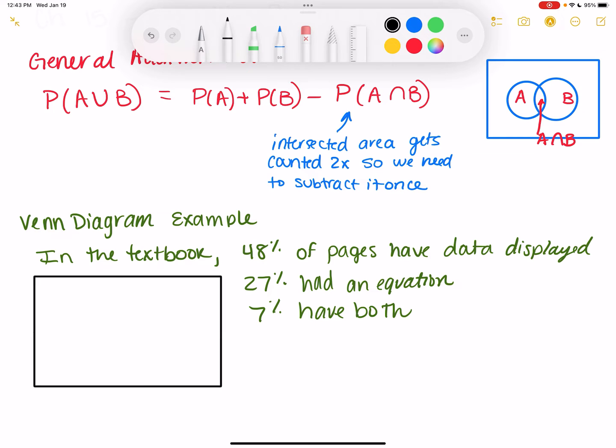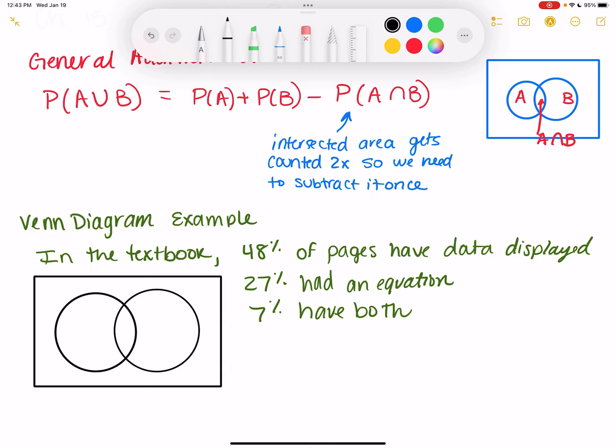So I'm going to try to draw 2 big circles. I have a really dumb question. Why is it all in a rectangle? Just showing the data area, because we're going to have the stuff that's outside of those. Remember, we may have pages that don't have data or an equation as well, which is going to account for the other percent that's missing from 100, basically.